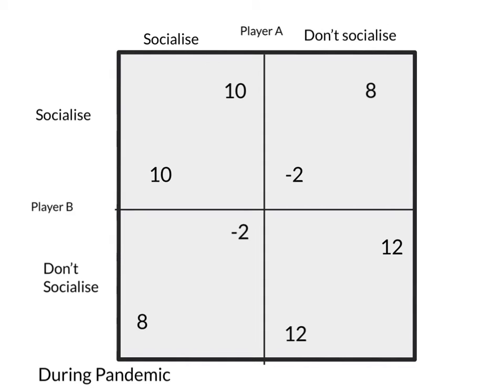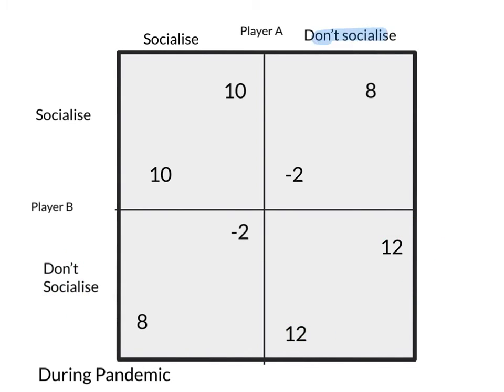Similarly, I've changed the payoffs if both players choose not to socialise. Now they both stay in their homes, they're both watching their televisions, they may be doing a Zoom call with each other, but they're safe from the pandemic. They're free from that uncertainty, that fear of getting infected with the virus. So it's a lot better outcome to stay at home when the other person's staying at home. So we've given them payoffs of 12 each in that situation.